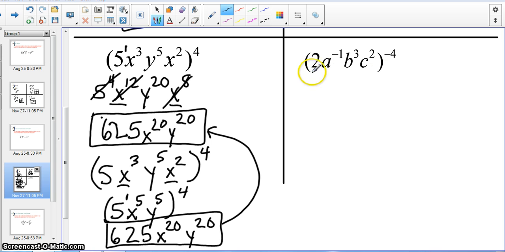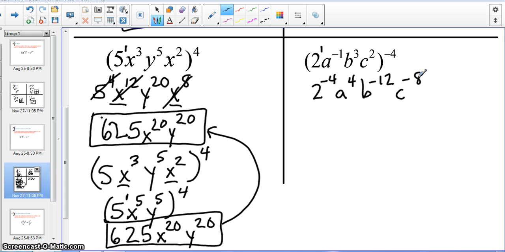The last example here for this slide, I can't do a product rule because I don't have any of the same base numbers, so I have to do the power rule first. So the 2 has an exponent of 1, so 1 times negative 4 is negative 4. A, negative 1 times negative 4 is positive 4. B, 3 times negative 4 is negative 12. Then C, 2 times negative 4 is negative 8.